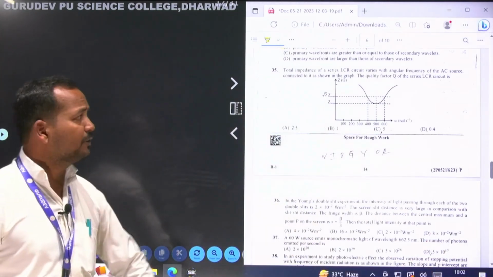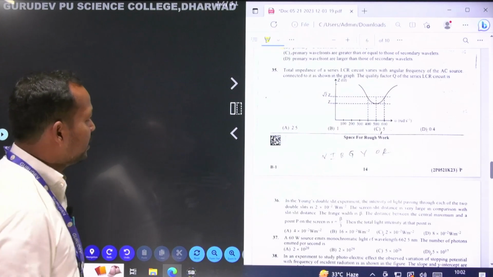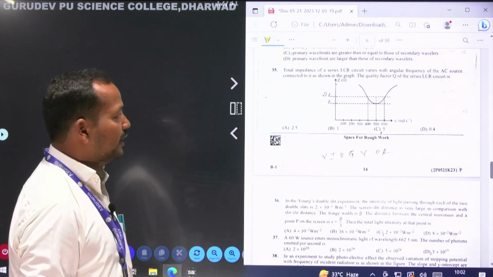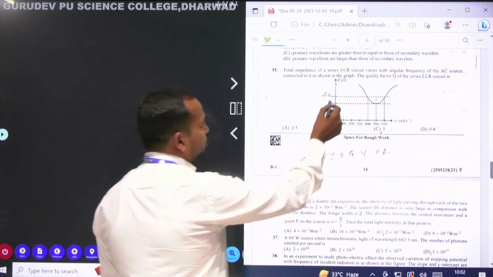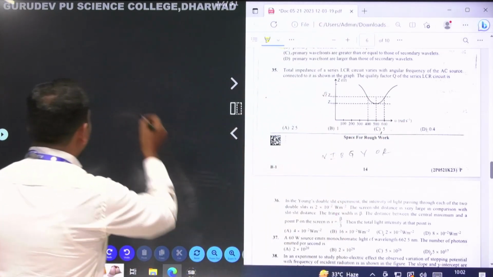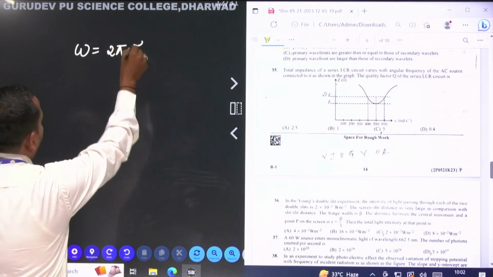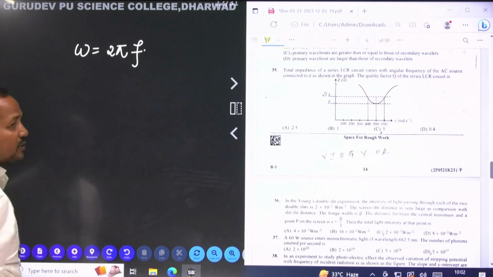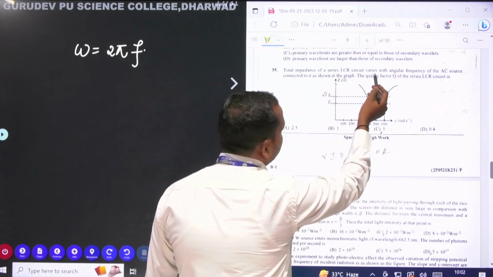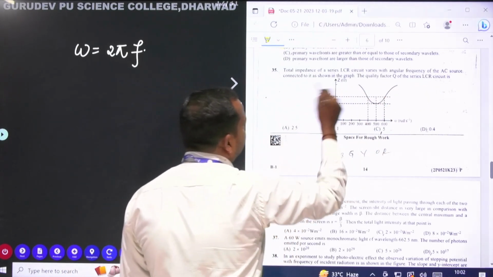The 35th question is based on the alternating current chapter. Here he has given one graph. In that graph he has given two pieces of information: one is Z and another one is omega. As we know, omega is equal to 2 pi f, nothing but frequency. So the total impedance of a series LCR circuit varies with the angular frequency of the AC source connected, as shown in the graph.